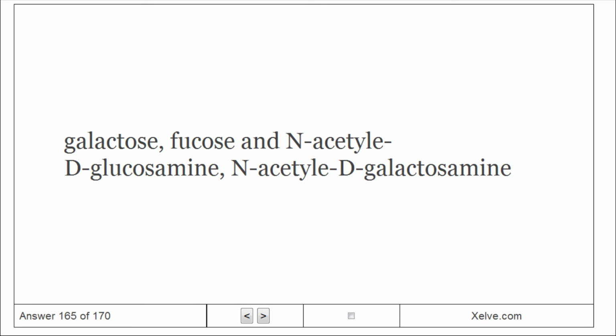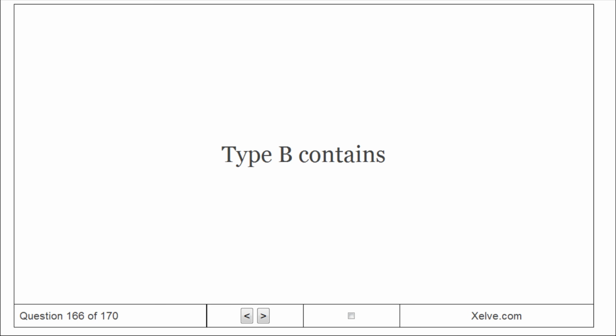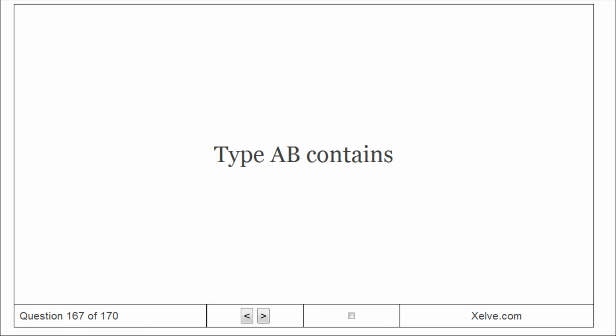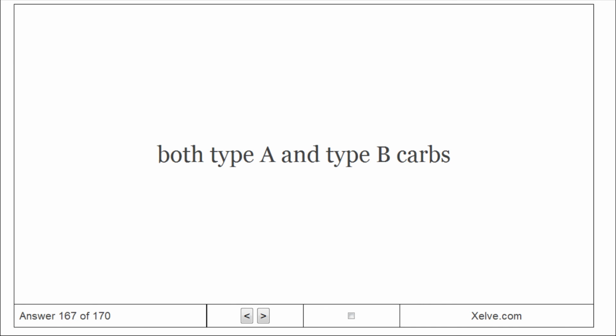Type A blood contains monosaccharides galactose, fucose and N-acetyl-D-glucosamine, plus N-acetyl-D-galactosamine. Type B contains galactose, fucose and N-acetyl-D-glucosamine, and D-galactose. Type AB contains both type A and type B carbs.